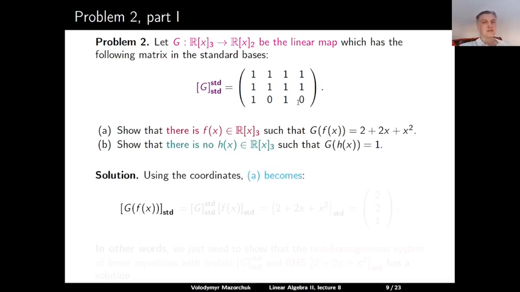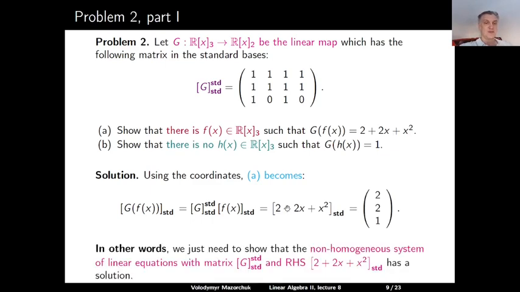Solution. Let us use the coordinates with respect to the standard basis. Then the question in A can be formulated as follows. If we look at the coordinates of the image of f under G in the standard basis, then by the main properties of coordinates and the matrix of the linear map, this is equal to the product of the matrix of the linear map times the coordinates of f in the standard basis, and this should give us the coordinates of the vector 2 + 2x + x^2 in the standard basis. And these coordinates are (2, 2, 1) by definition.